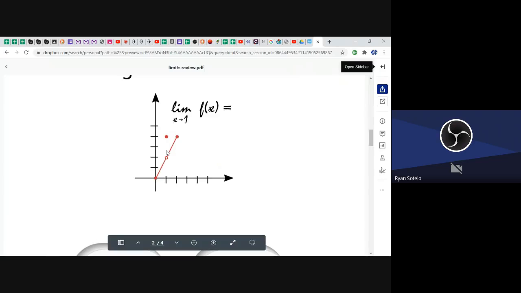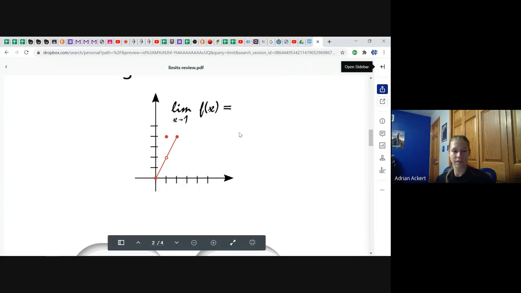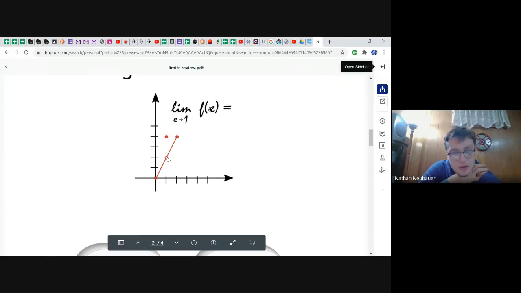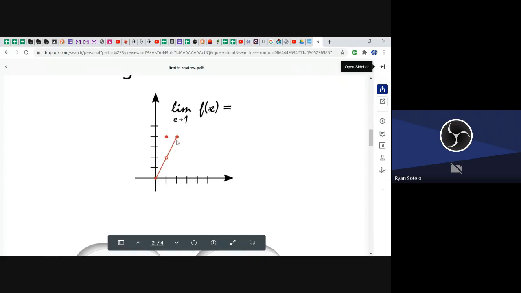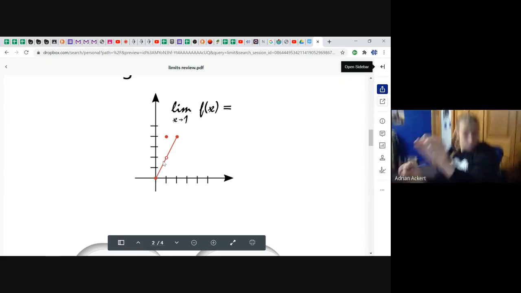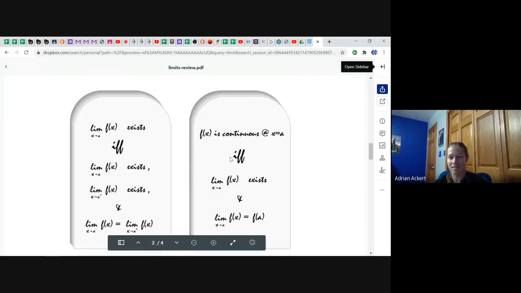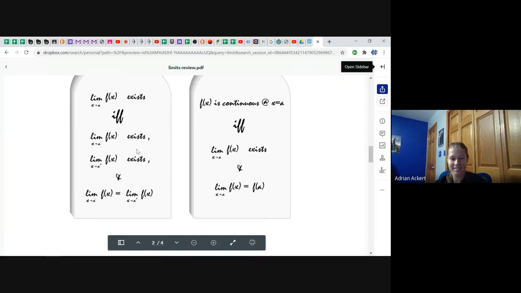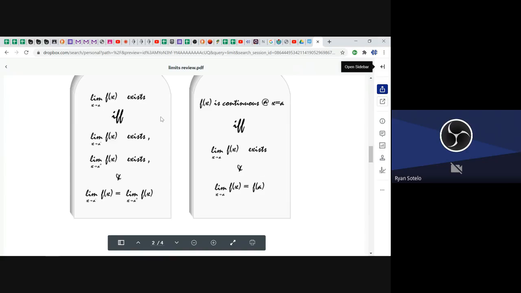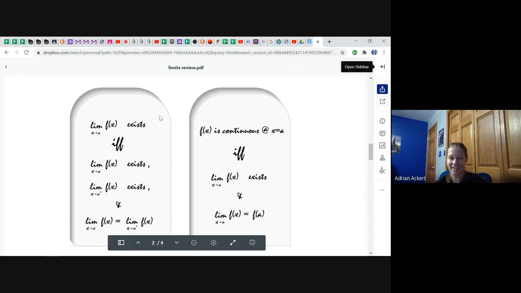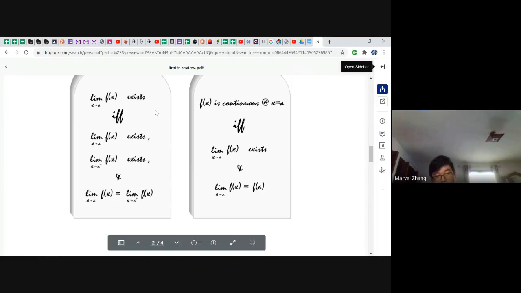That one, what do you guys think? 2. Yeah, I'd say 2. Because it's approaching 2 from the left and 2 from the right. Therefore, it is 2. The function evaluates to be 4, but the limit is 2. What happened? That was awkward. I hit my computer and then everything fell.